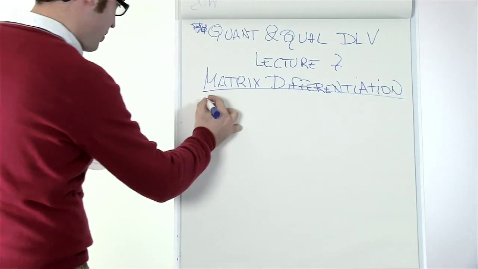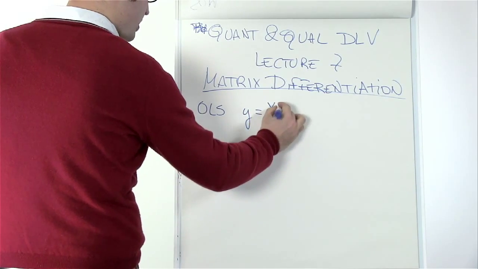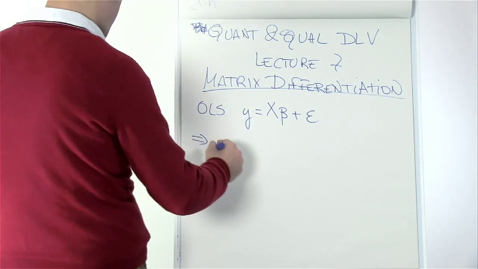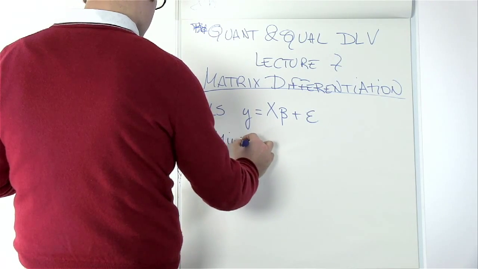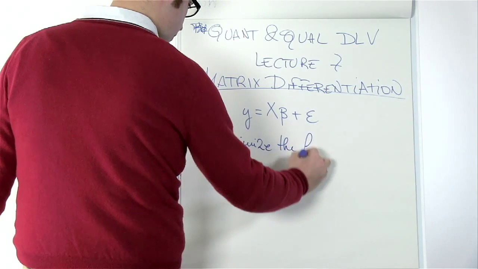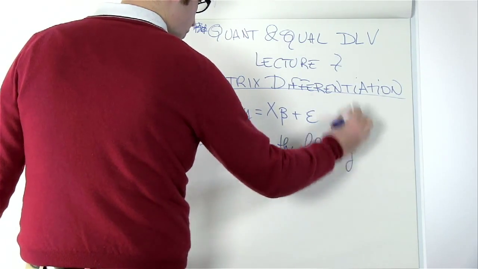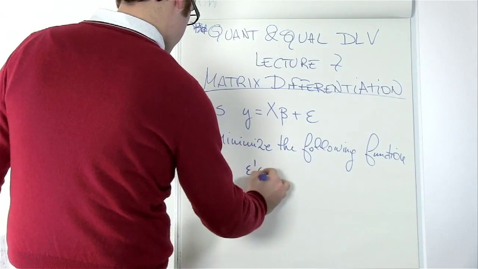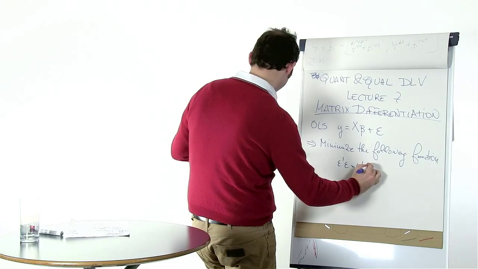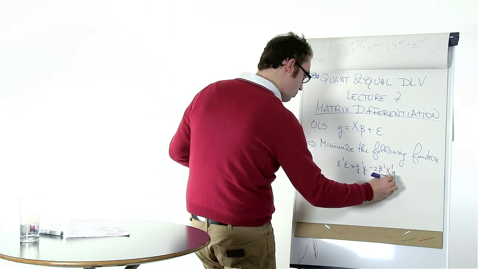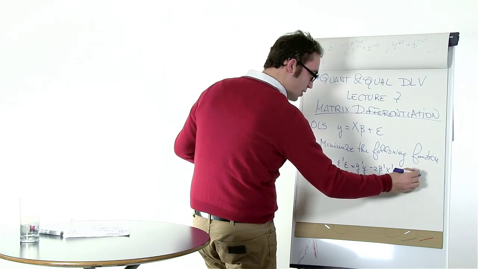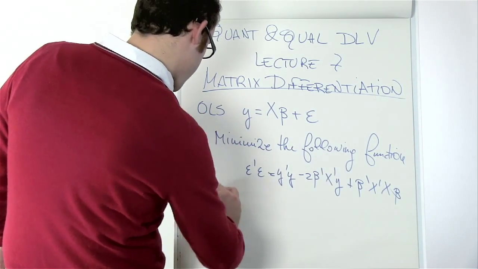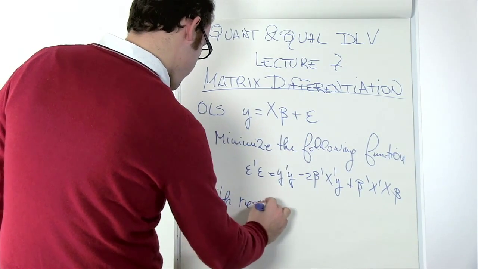Okay, suppose, for example, that we have an OLS model, y is equal to x beta plus epsilon. And then Malene will show you that you need to minimize the following function: epsilon transpose epsilon is equal to y prime y minus 2 beta prime x prime y plus beta prime x prime x beta. And we need to minimize this function with respect to beta.